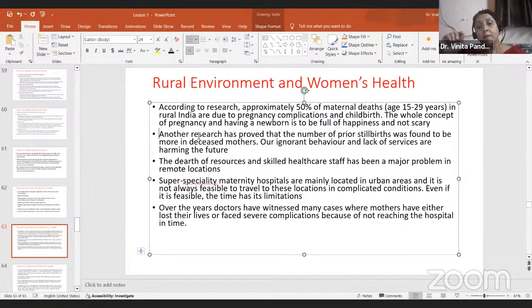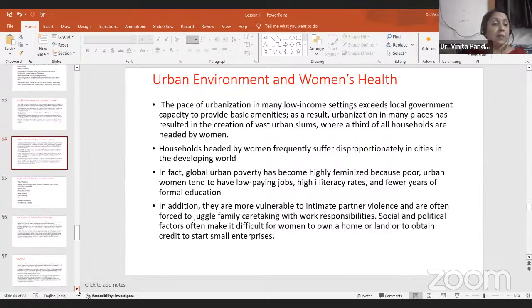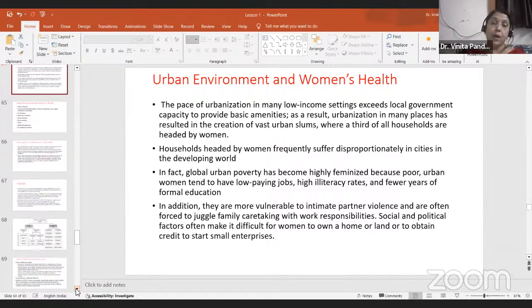Super specialty maternity hospitals are mainly located in urban areas, and it is not feasible. In fact, not only feasible, they are not even accessible financially, right? Now, even if it is feasible, the time has its limitations. Over the years, doctors have witnessed many cases where mothers have either lost their lives or faced severe complications because of not reaching the hospital in time. So it is just not about hospital, my dear friends. It is also about the transportation to hospital. In this also, we have very good ambulance services who are working day in day out to reach out to the remote villages also, so we should definitely have a word of appreciation for them.